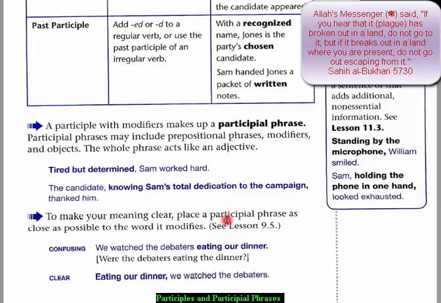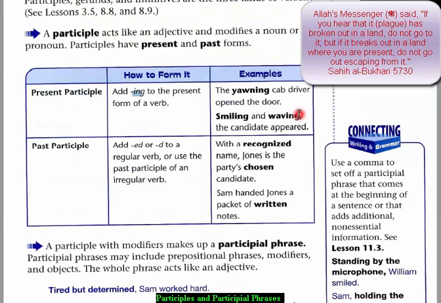To make your meaning clear, place the participial phrase as close as possible to the word it modifies. See the sentence here? We watched the debates eating our dinner. Were the debates eating your dinner? Or were you watching the debates while you were eating dinner? This sentence is confusing. To revise it: eating our dinner, we watched the debates, because eating our dinner is a participial phrase describing us. And make sure you also put a comma there.